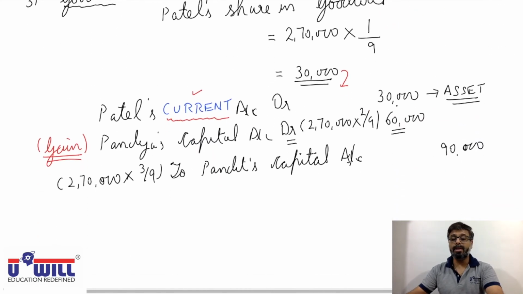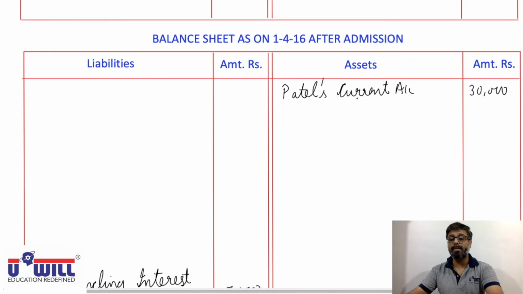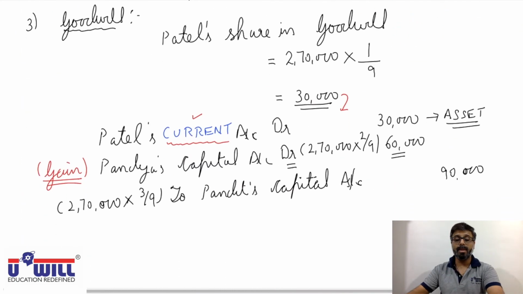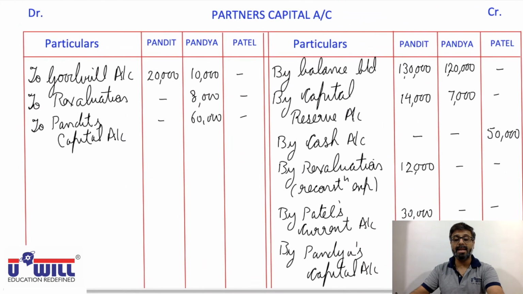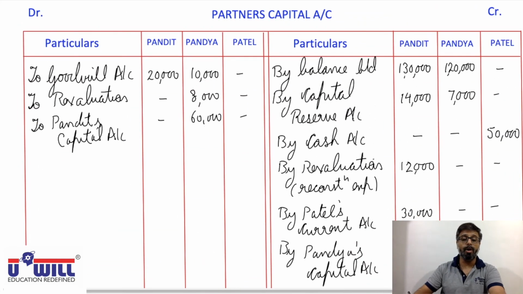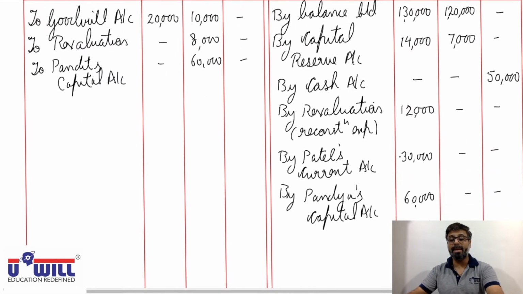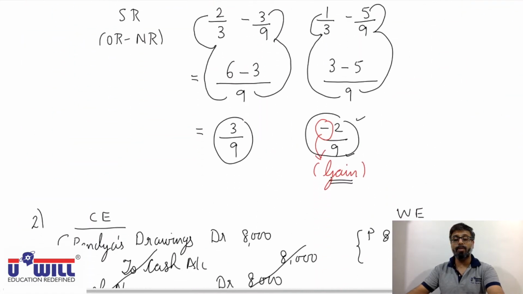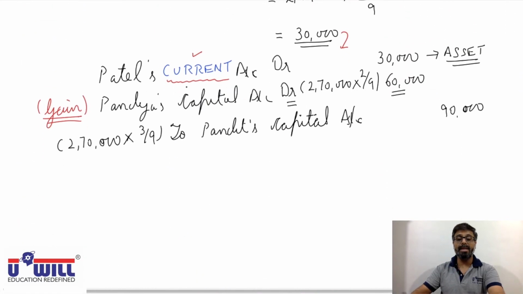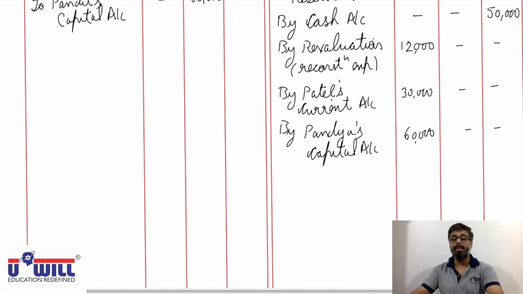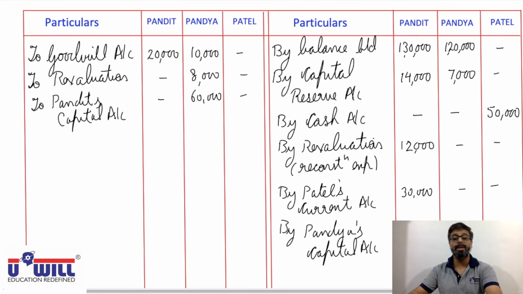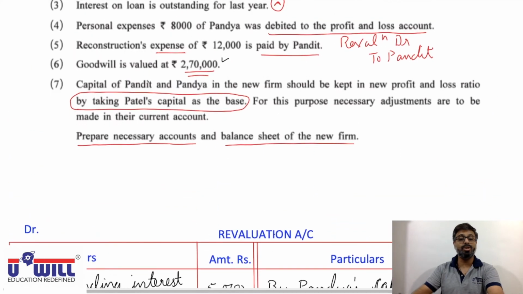Patel's current account debit 30,000, straight away write it on the asset side. Patel's current account 30,000. Pandya's capital account debit 60,000. So in Pandya's column on debit side amount will come 60,000. Name of opposite account, to Pandit's capital, so in Pandit's capital it will come on credit side. Both the opposite accounts, by Patel's current account 30,000 and by Pandya's capital account 60,000, in the column of Pandit. So adjustment 6 is also done.